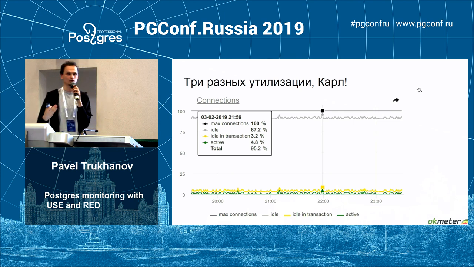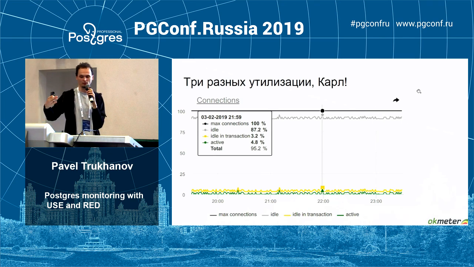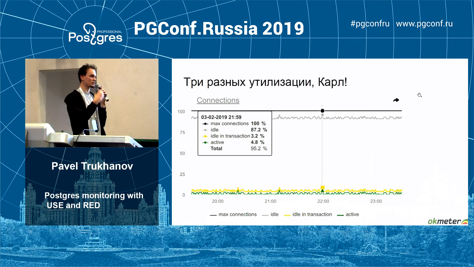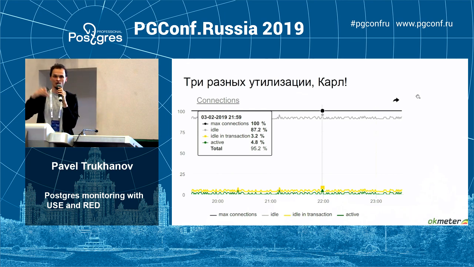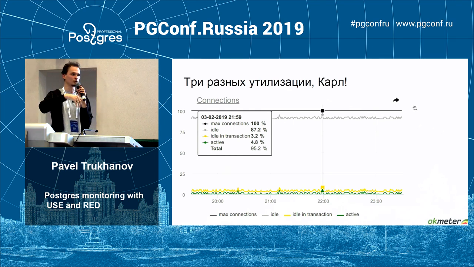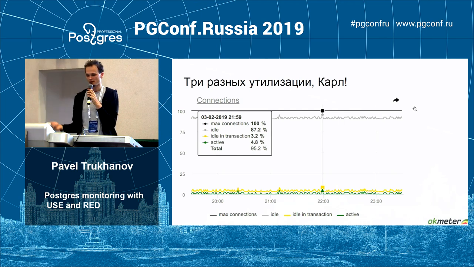In reality, we have three resources: the connections pool, the open transactions, which is the volume of transactions that can be opened at the same time, and third, the current active transactions. We are also going to have some transactions with more detailed resources, such as specific blocks of tables.